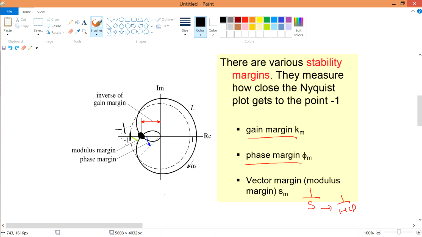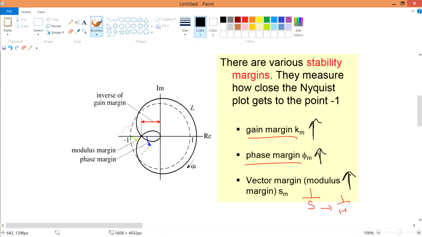While phase margin, on the other hand, is the angle of your Nyquist plot point before it reaches -1, which is this particular angle over here. So therefore, the bigger the better for this case also. Gain margin higher is better, phase margin higher is better. So vector margin also higher is better.